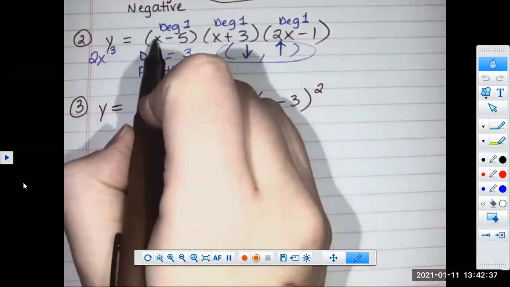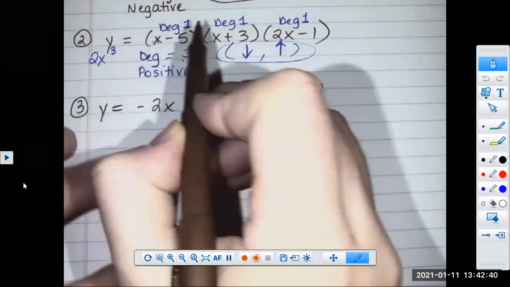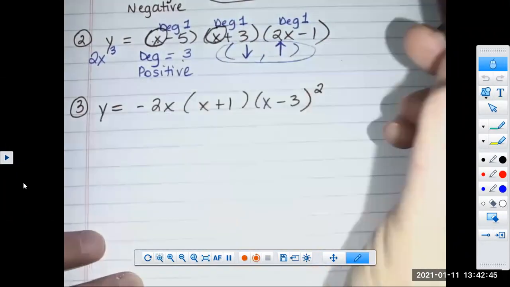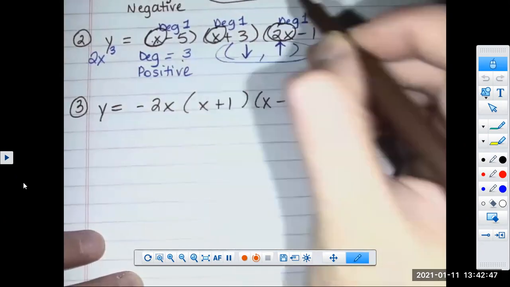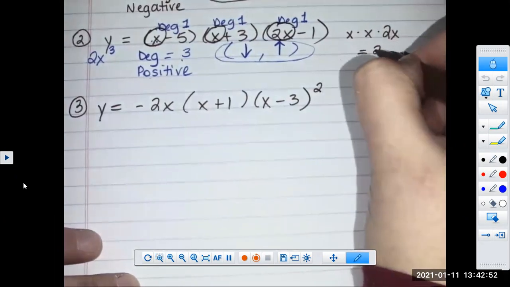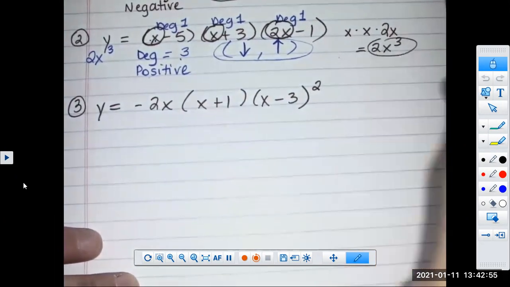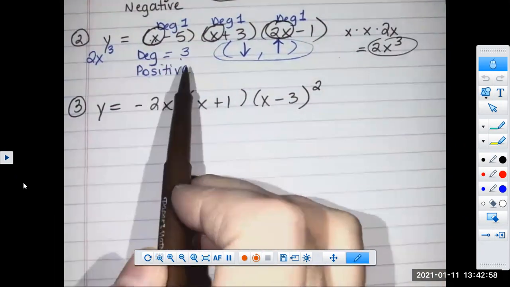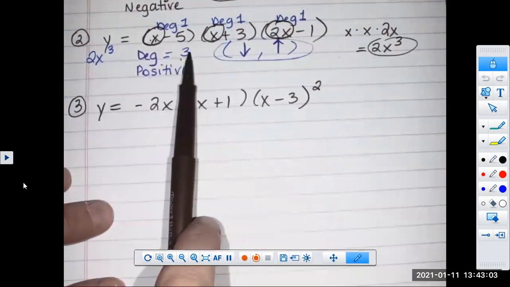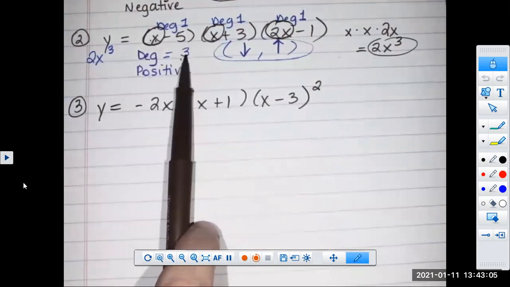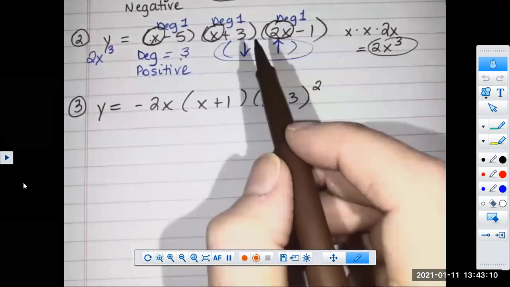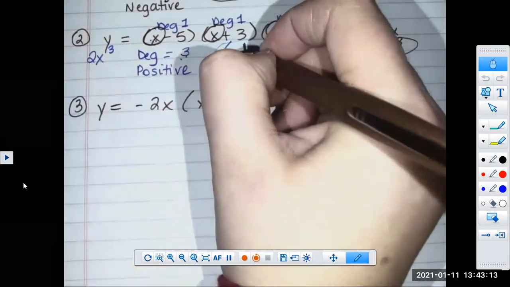It's because x is your leading term here. If you take the first term or your leading term in each individual part and you multiply that together, you would get 2x cubed, and it's positive. So that's how we got positive. And then this polynomial would have an odd degree of 3. It's positive. So if you go back to what you just wrote down, positive and odd degree would be going down on the left.